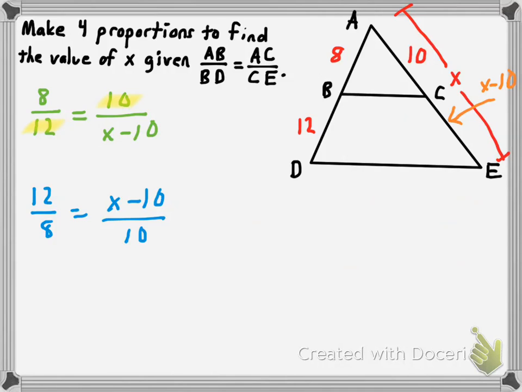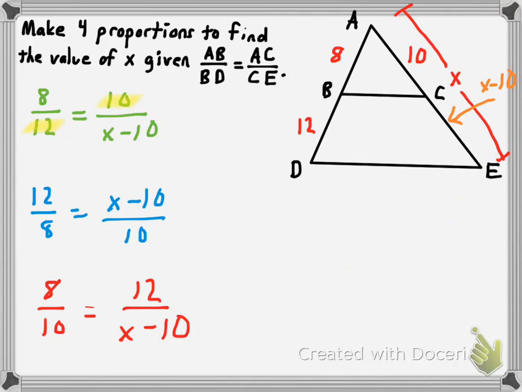All right, so in this case, that would involve interchanging the 12 and the 10. And so that could look like this then. 8 is to 10 as 12 is to x minus 10. Now in the picture, why would that work? Well, it's kind of intuitive.